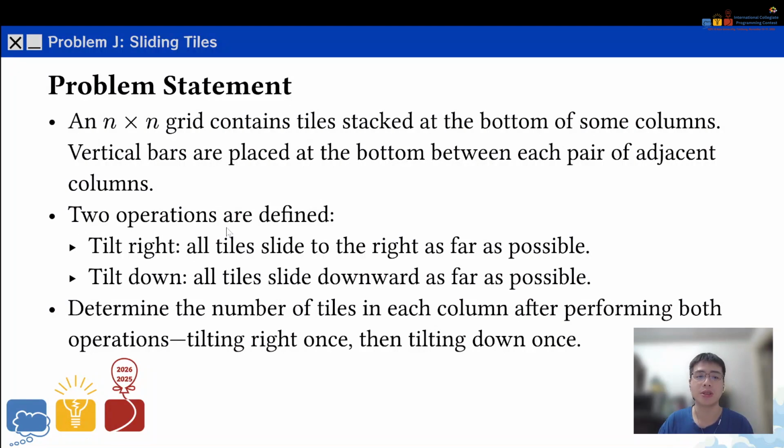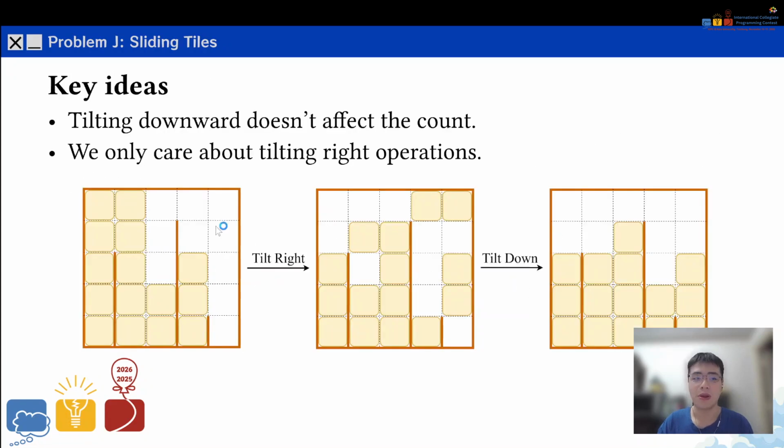We define two operations. The first one is tilting right, which makes all tiles slide to the right as far as possible. The second operation is tilt down, which makes all tiles slide downward as far as possible. So this is an example. We have this grid, and there are some tiles as shown in orange, and there are some bars which extend upwards.